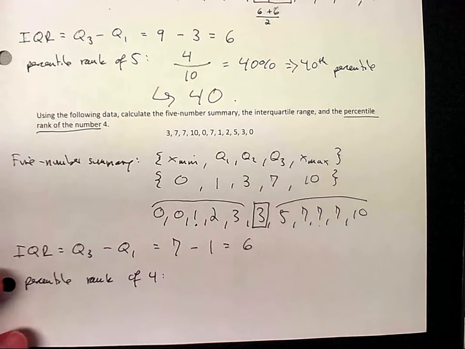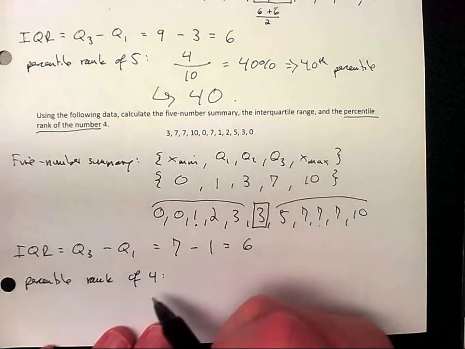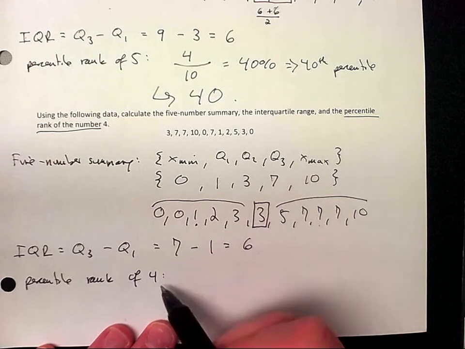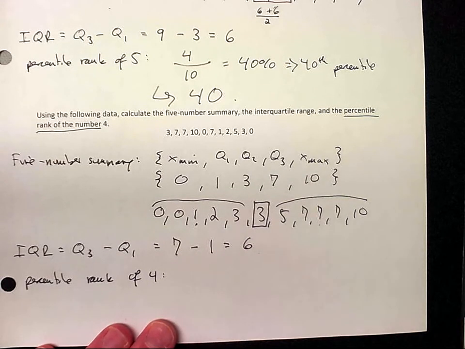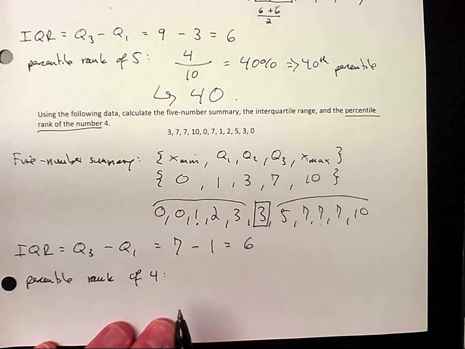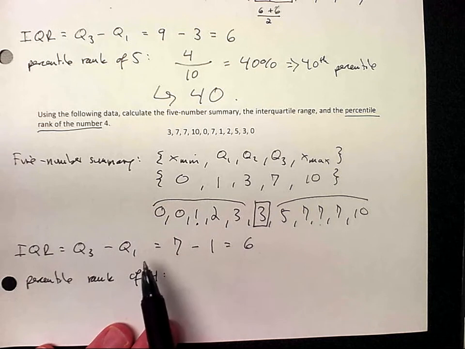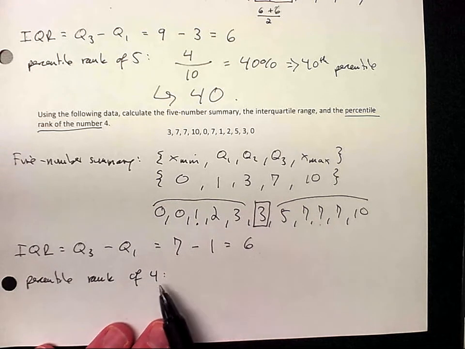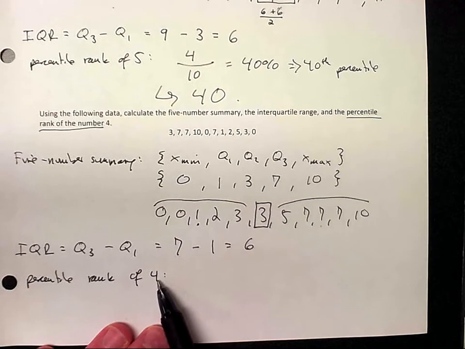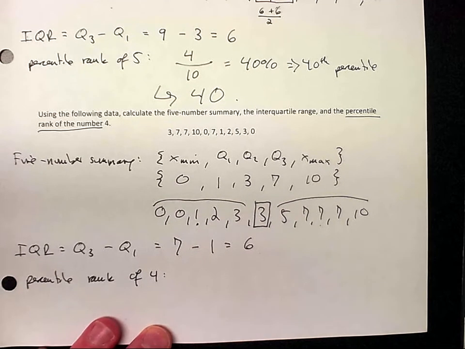Well, just like we did before, whenever we're trying to find the percentile rank of a number, we first are going to find the percentile of that number, and then we're going to get rid of that superscript. So whenever we're trying to find the percentile of 4, we're going to identify how many values we have that are less than or equal to the number 4, and then divide that by our total number of values. Another way of saying that is we're going to find out what proportion of our values are less than or equal to the number 4.